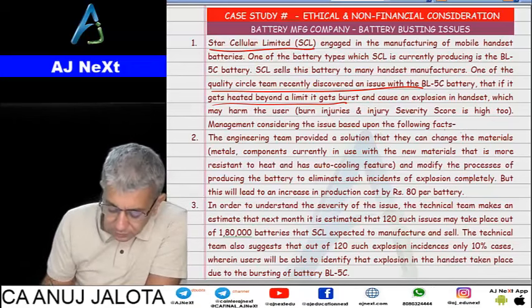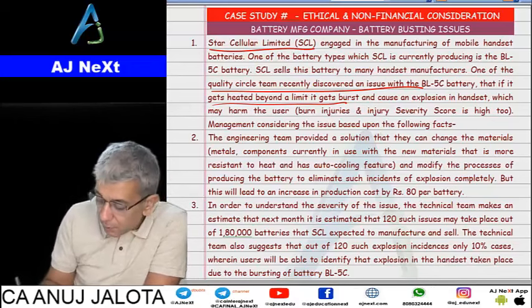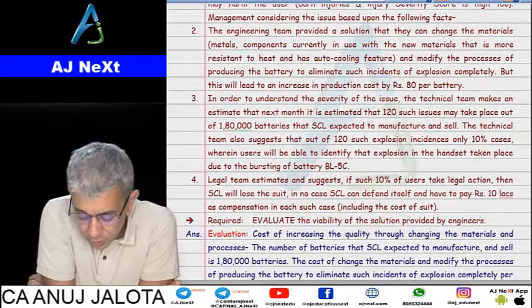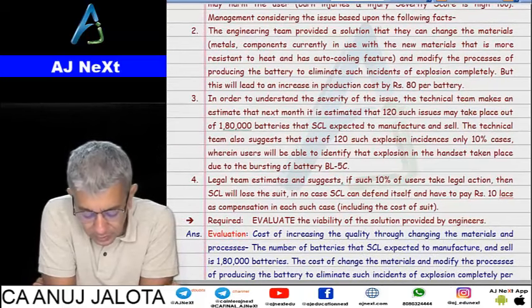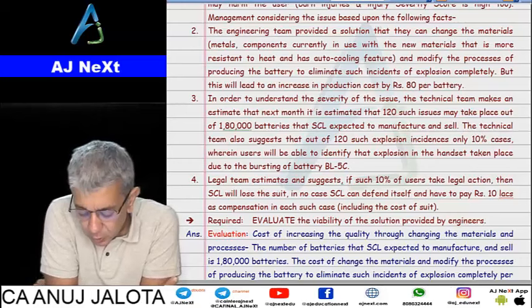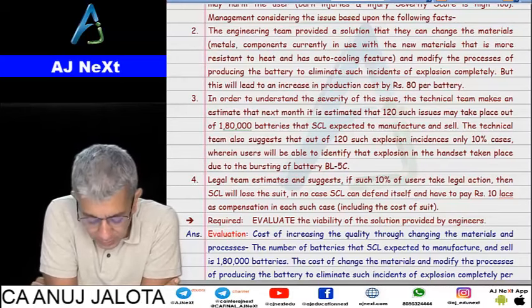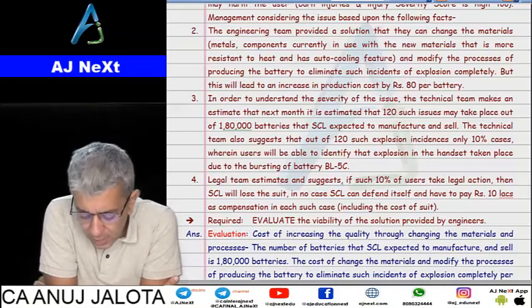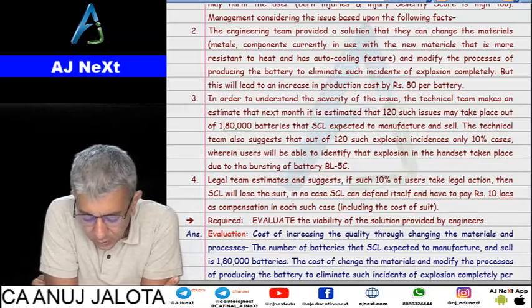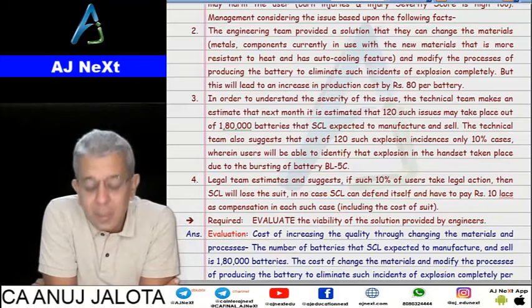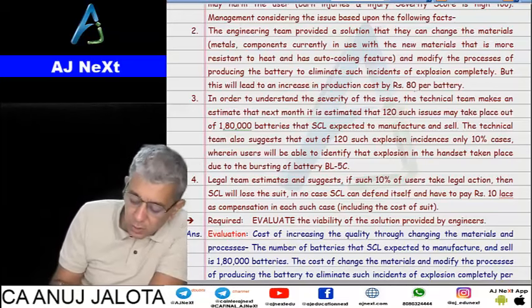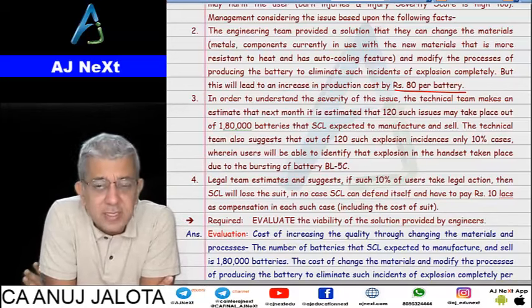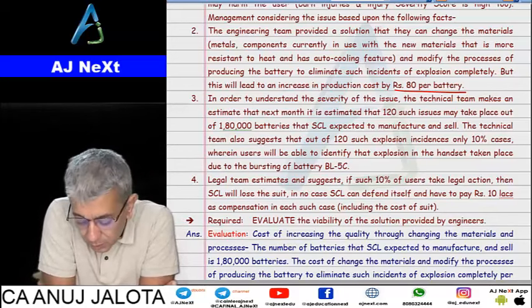Management is considering the issue upon the following facts. So what it is considering now, pay attention. The engineering team provided a solution that they can change the material, that is metal components currently in use, with the new materials that is more resistant to heat and has an auto cooling feature, so batteries will not become too heated, and modify the process of battery to eliminate such incidents of explosions completely. But this will lead to increase in the cost of production by rupees 80 per battery. So these guys can rectify their designs, they can use better materials, but that will cost them 80 rupees per battery extra.